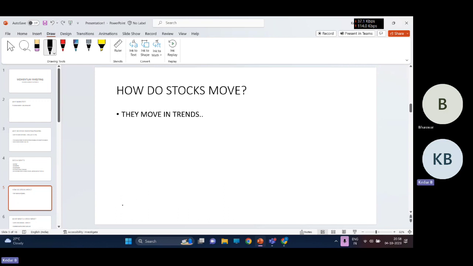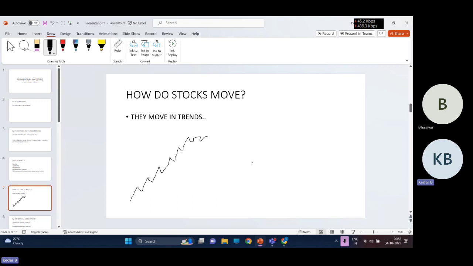I'll show you how stocks move. Stocks create a high, then they pull back a little, then they go high, then they pull back a little, they go high, they pull back a little. So this is a brief structure of a stock which is in an uptrend. Now, how do you identify whether a stock is in an uptrend, a downtrend, or sideways? I'll let you know. But this is the general structure of a stock in an uptrend.